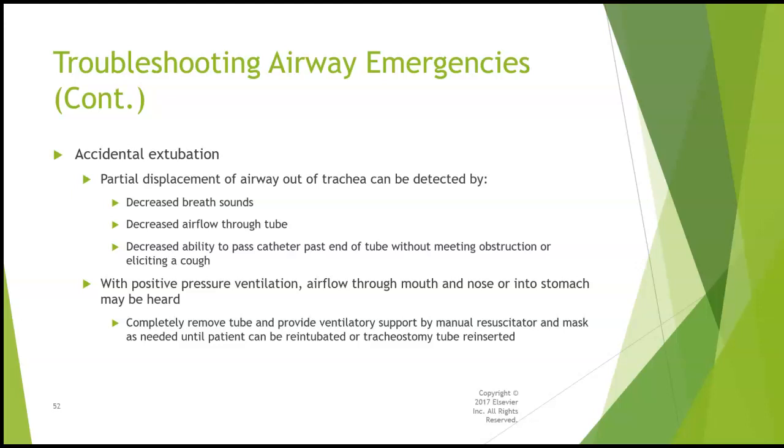And sometimes when you try to pass a suction catheter through the end of the tube, you're going to do it without meeting obstruction or eliciting a cough, meaning that it's probably in the stomach or too far up out of the airway. So with positive pressure ventilated patients, a lot of times you'll hear the airflow coming out the mouth and the nose, or you'll hear the air going in over the stomach. And that's going to be a pretty key indicator that your tube's not where it's supposed to be.